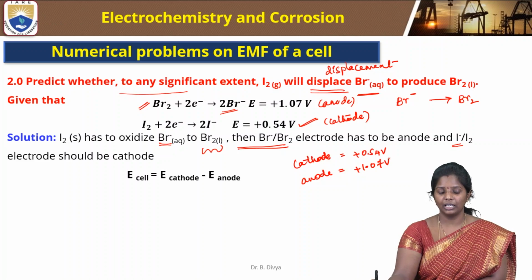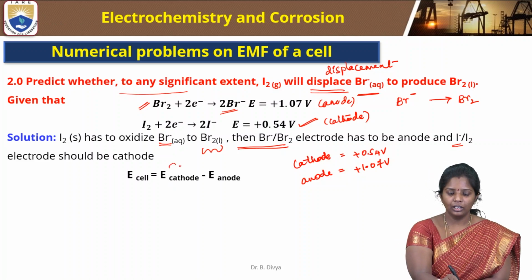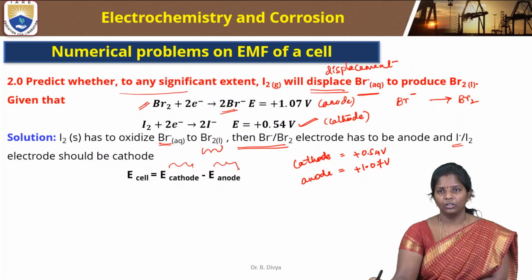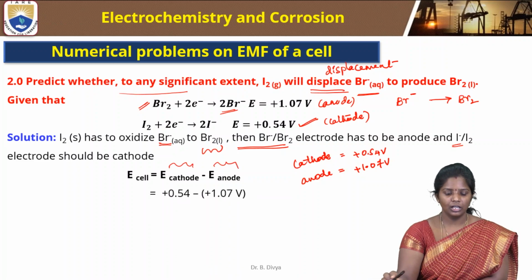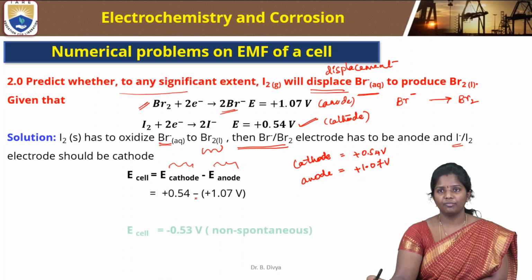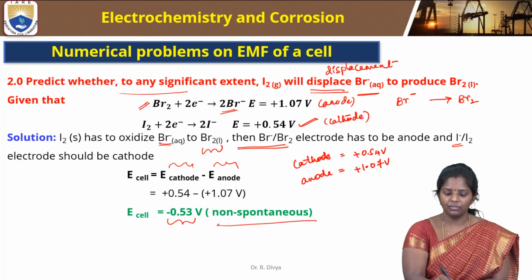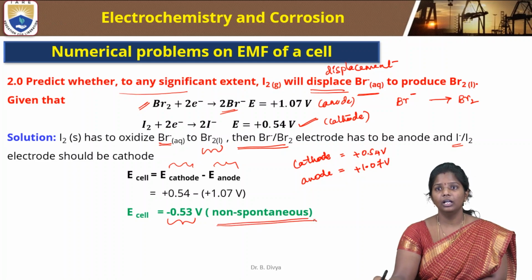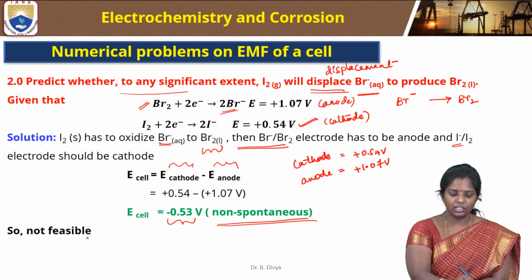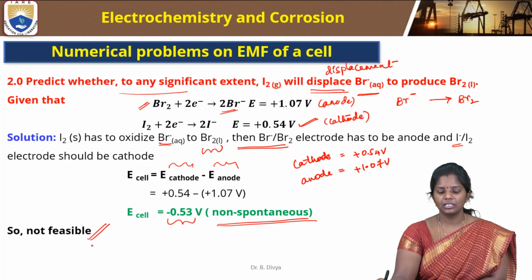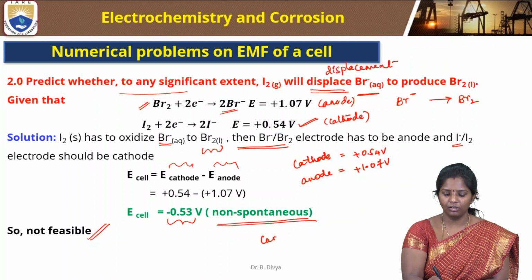Now we calculate the E cell, which is E cathode minus E anode. On substitution we get plus 0.54 minus plus 1.07, which gives minus 0.54 volt. This is also negative. Whenever there is a negative value, it indicates a non-spontaneous reaction and the reaction is not feasible. It means iodine cannot oxidize bromide ions to bromine.